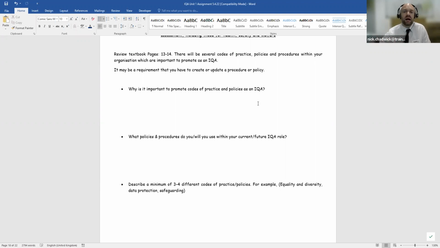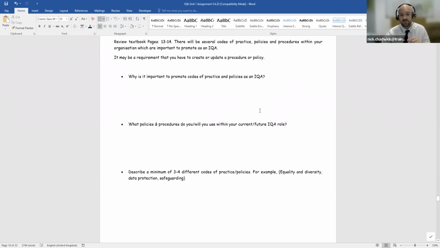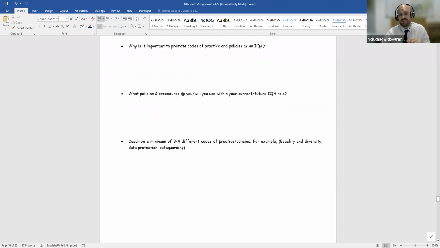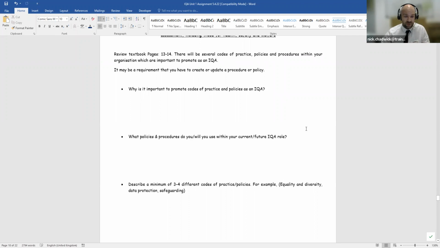So to answer this question, we would like for you to explain why it is important to promote codes of practice and policies as an IQA. What policies and procedures do you or will you use within your current and future IQA role? So have a look at the different codes of practice there.